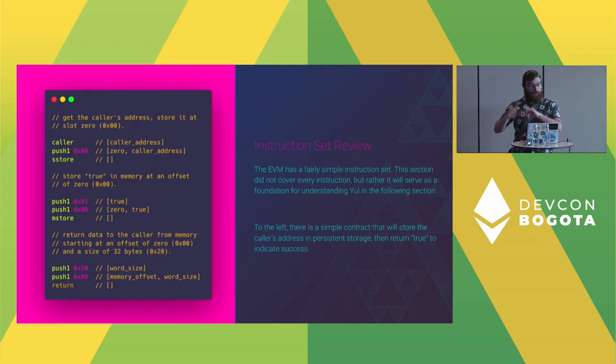Next, we want to store true or 1 in memory, and we can store that in the very first slot, so we'll push 1, which is true, we'll push 0, which is a slot in memory, we'll call MSTORE, which puts that in the memory. And then to return, we actually have to give it 2 arguments. 1 is the offset in memory where we want to return data from, and then the second is the size of the memory that we want to return. In this case, it's actually just going to be a single 32-byte word, so we'll push 0x20, push 0, and then RETURN.